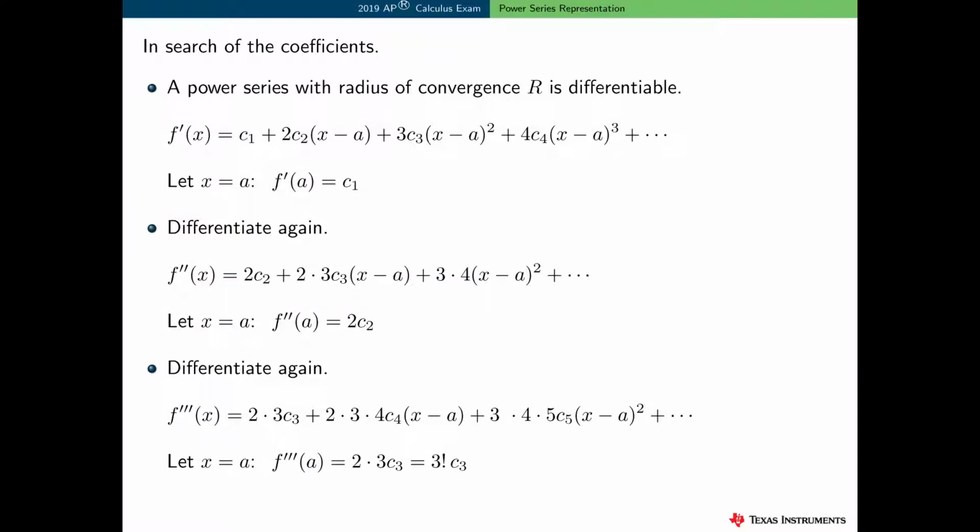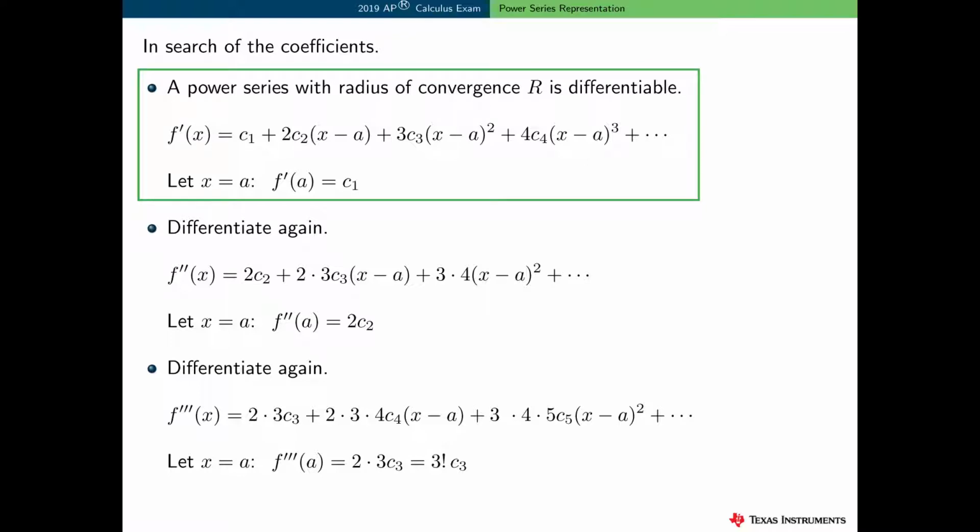Let's continue our search for the nature of these coefficients. Now we assume that the power series has a radius of convergence r. So we can differentiate this power series and arrive at another power series with the same radius of convergence. So here's an expression for f prime of x. Again, let's let x equal a, and we find that f prime of a is equal to c sub 1. I'm looking for a pattern here. I don't quite see one yet.